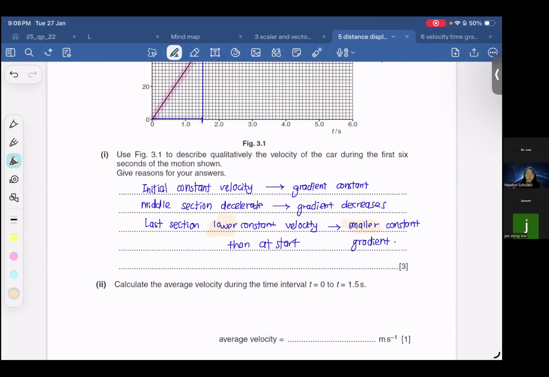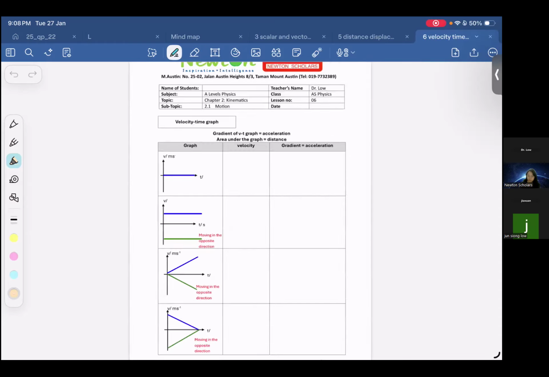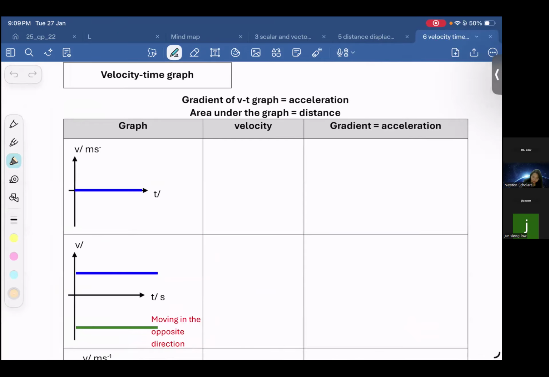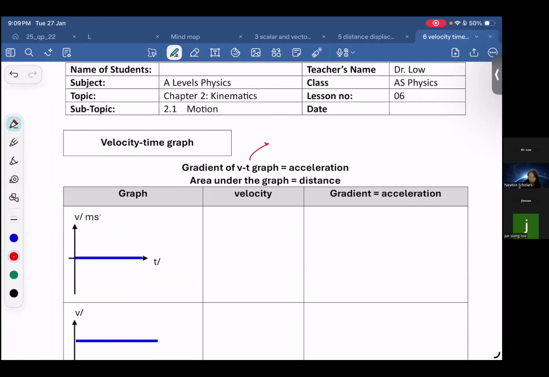Okay, dear, we go to worksheet number 6. Is it okay for you? Just now what we learned is about displacement time graph. Now we learn about velocity. For velocity, if we find the gradient, we find the triangle. This gradient will be V divided by T. Am I right? V divided by T is actually our acceleration. When you're finding the gradient for velocity time graph, it will show you acceleration.